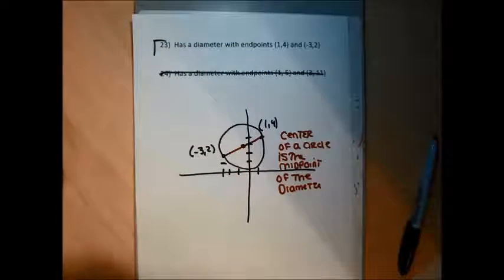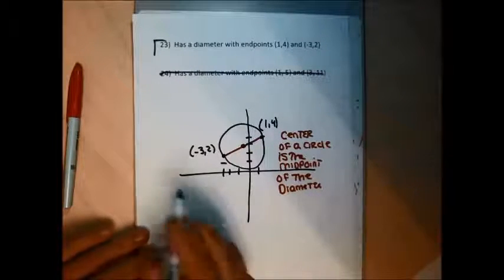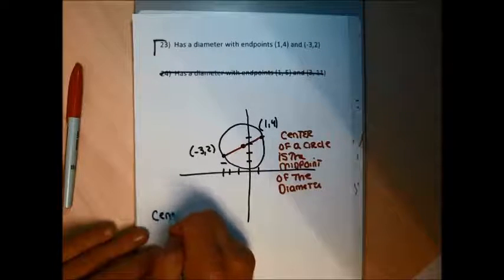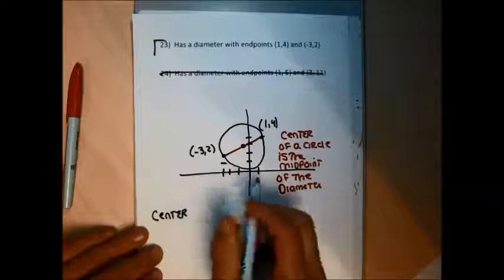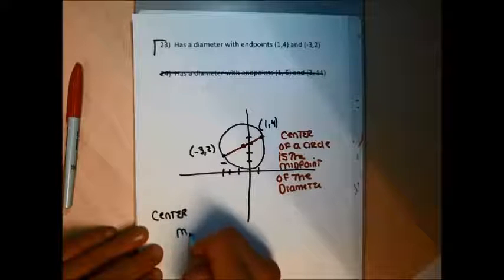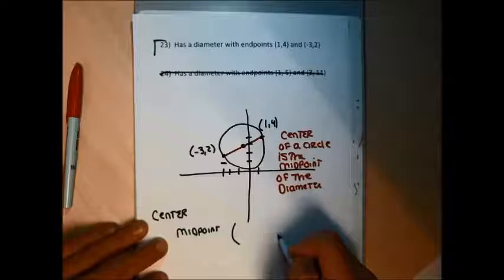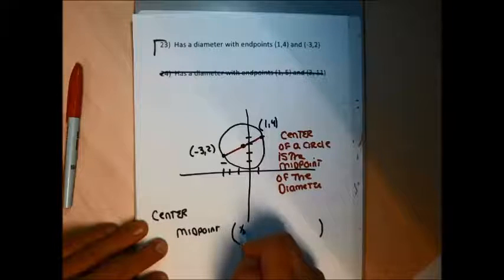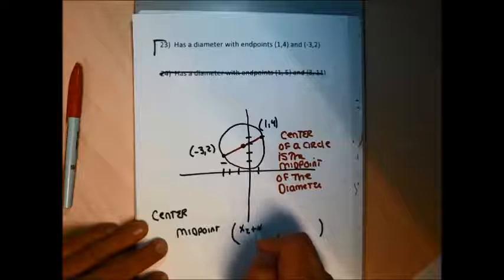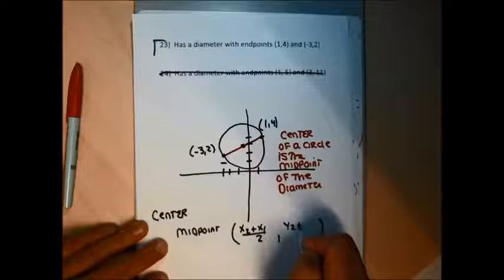So in order to find the center of this problem, I need to know the midpoint. And of course, we did midpoint earlier in this. The center of the circle is going to be the midpoint of this line segment. And we know to find a midpoint is a point, and you get it by taking the x coordinates, adding them and dividing by 2, and you take the y coordinates, you add them and divide by 2.